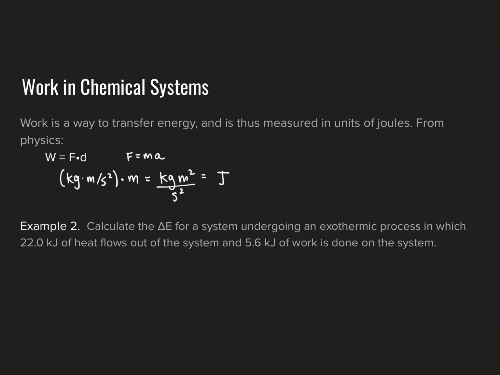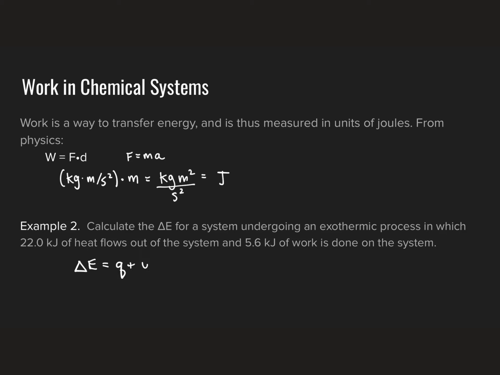So with that being said, let's go ahead and now take a look at quantifying an energy flow for a system. For example 2, it asks us to calculate the change in internal energy of a system which undergoes an exothermic chemical process in which 22 kilojoules of heat flows out of the system and 5.6 kilojoules of work is done on the system. So again, our equation from the previous slide would be the change in internal energy is equal to the sum of the heat flow plus the work done.